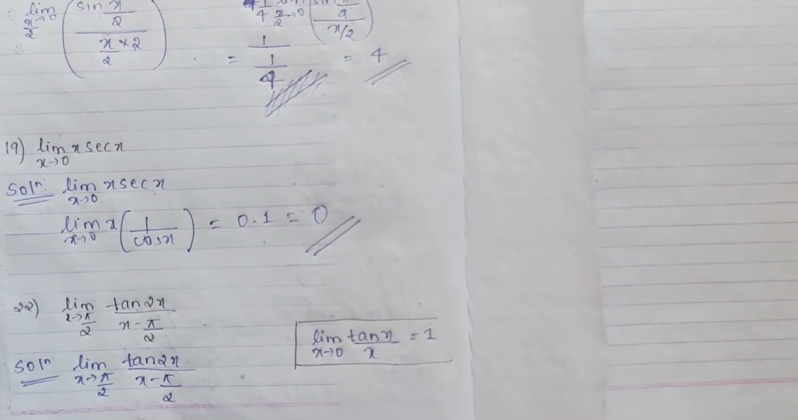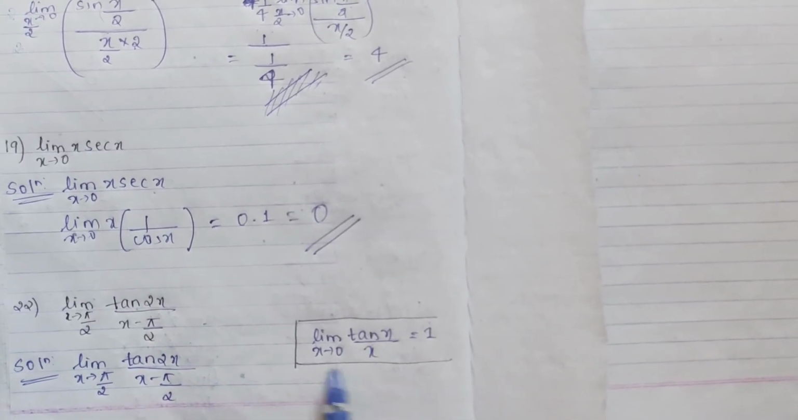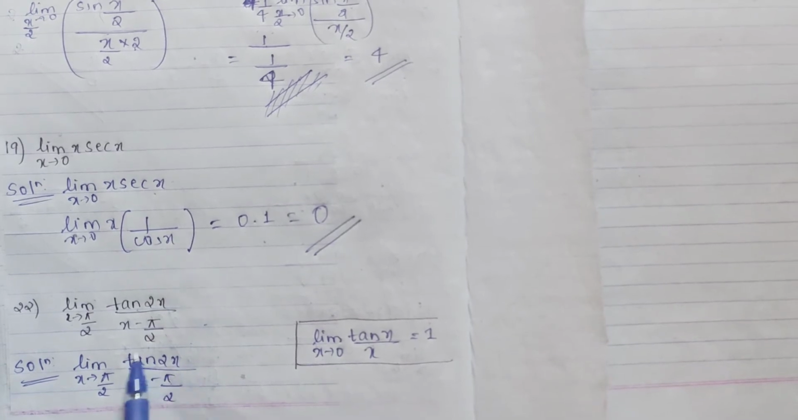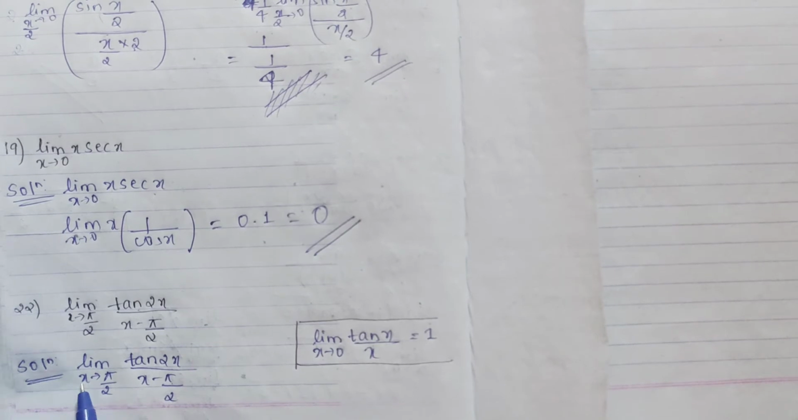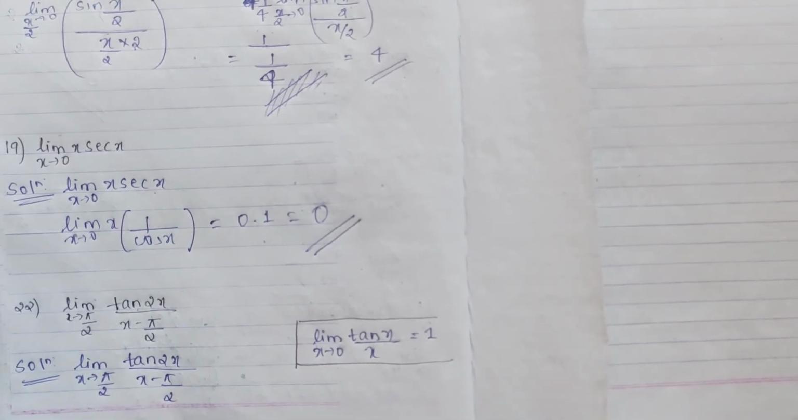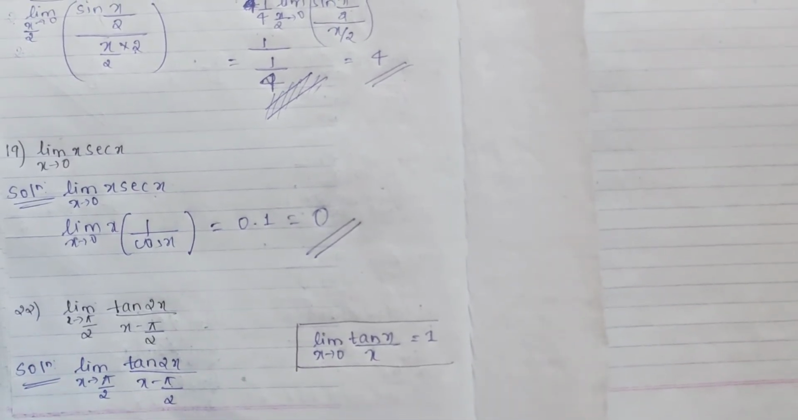Now how will you modify? Here it is tan x by x, x tends to 0, but here you see it is tan 2x, the denominator is x minus pi by 2, and the limit is x tends to pi by 2. So everything is different. How are we going to do this?